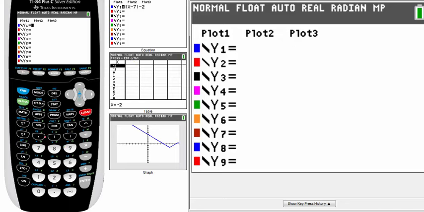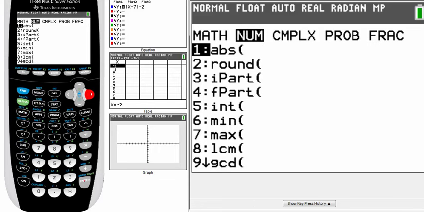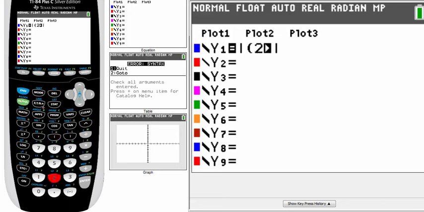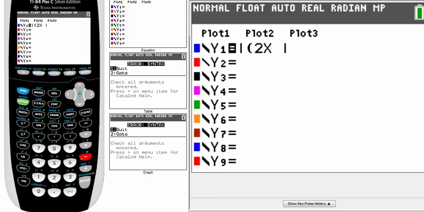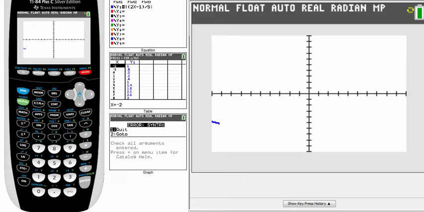Let's clear this out. So we want absolute value math, option over. And now we have to be careful about this because I need my 2x minus 1 in the numerator, so it has to be in parentheses, and then divided by 5. And then outside of the parentheses, I can do minus 9. So you have to be careful that you get that correct numerator in there.